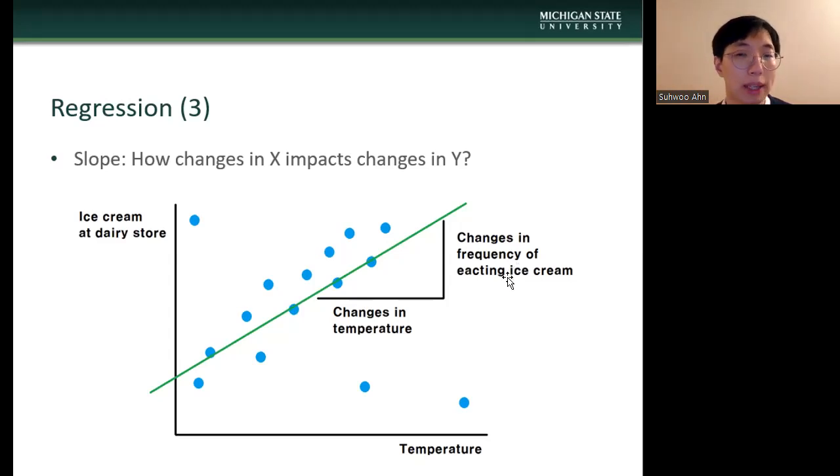For example, we can say every time the temperature rises by 10 degrees, people on average are likely to buy 2 more ice creams. As temperature increases by 10 degrees, people are likely to eat 2 more ice creams. This is the way to interpret the slope.